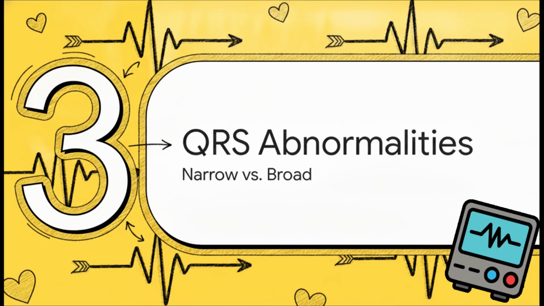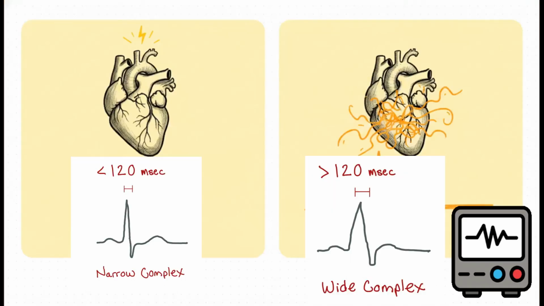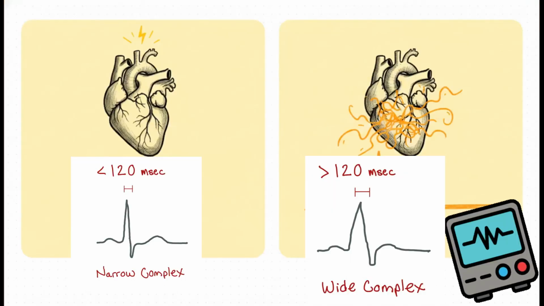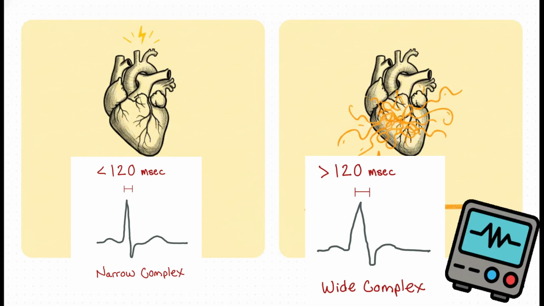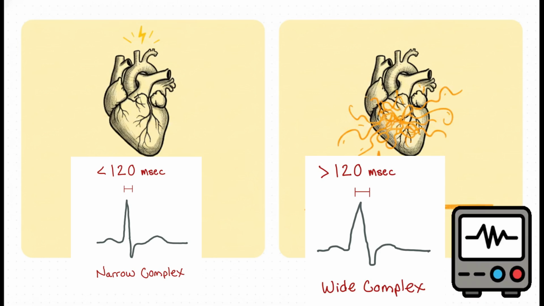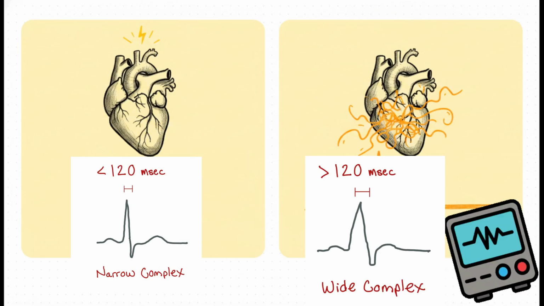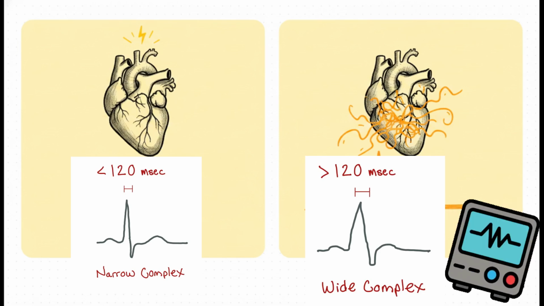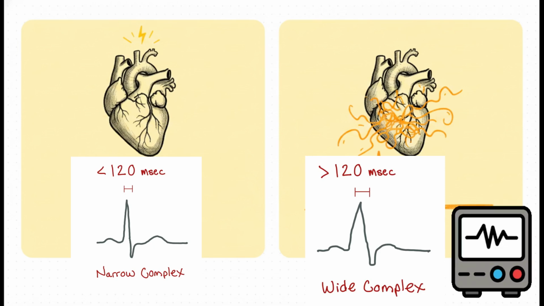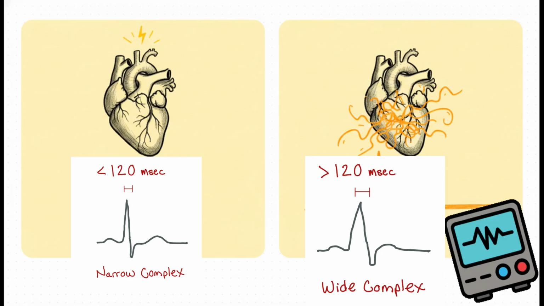Let's break down narrow versus broad complexes. We can actually split the QRS width into a really crucial dichotomy. Narrow complexes, meaning anything under 100 milliseconds, originate above the ventricles. They're supraventricular. On the flip side, broad complexes over 100 milliseconds originate in the ventricles, or they result from aberrant conduction, like a bundle branch block. Just glancing at that width instantly tells you exactly where the electrical misfire is located.